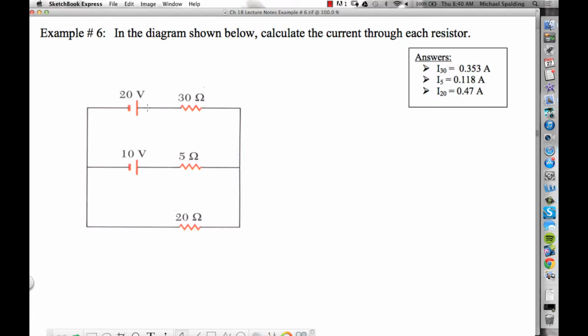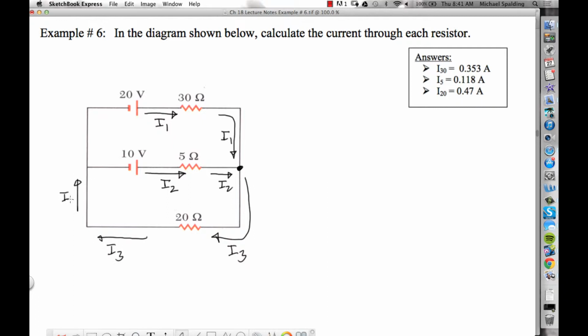All right, so look, let's start by labeling the currents. This 20 volt battery is pushing the current that way. Let's call this I1. So I1 goes like this. Okay, now this 10 volt battery is pushing the current this way. So let's call this I2. Now I2 comes in right here. At this junction right there, I1 and I2 come together to form I3. So I3 goes around like this. Comes up like this. What current's right here? That's I1. Okay, so we've labeled the currents.